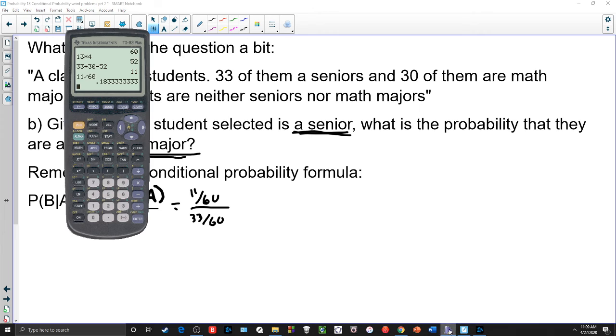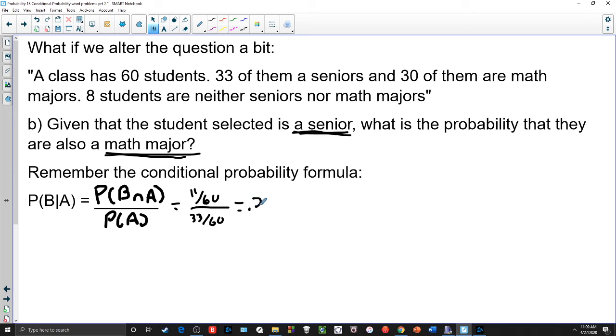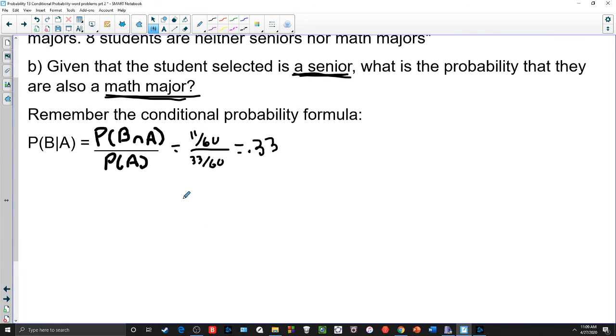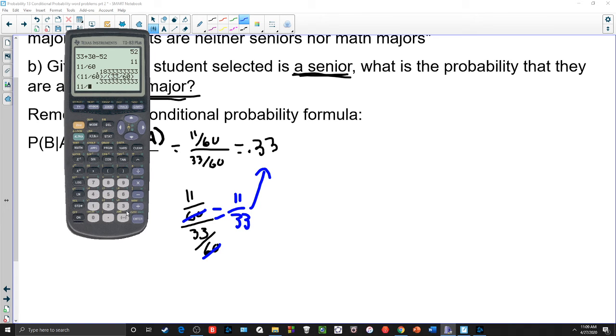Now, again, you can do this in a calculator. So 11 out of 60 divided by 33 out of 60 gives you 0.3 repeating. Or, again, you can know how fractions work. If I have 11 out of 60 divided by 33 out of 60, the denominators cancel. So this goes away, and I'm simply left with 11 out of 33, which is where this 0.3 repeating comes from. Sometimes they might ask you to write your answer as a fraction, so it's good to know this trick.